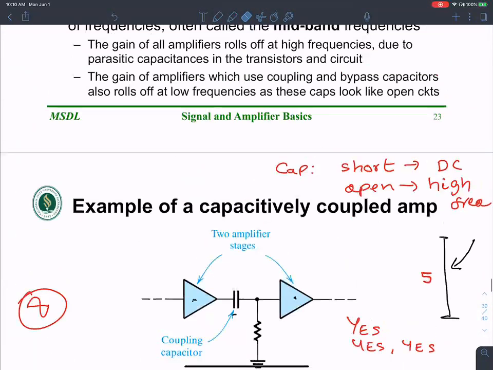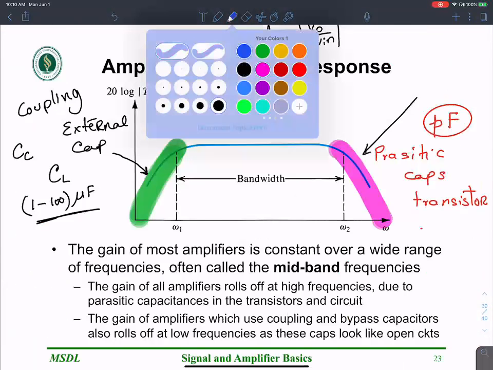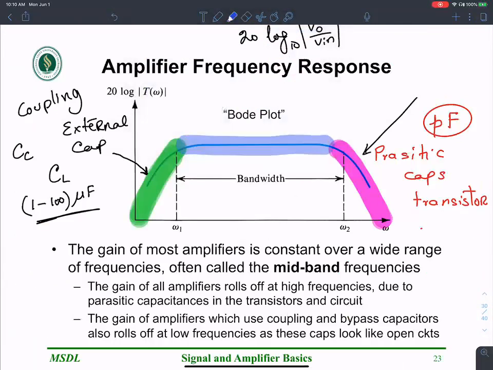What is important to remember is that good amplifiers have a very wide range through which the gain is more or less constant. This difference between omega 1 and omega 2 is defined as bandwidth. So this is the AC coupled response, where external coupling is present.